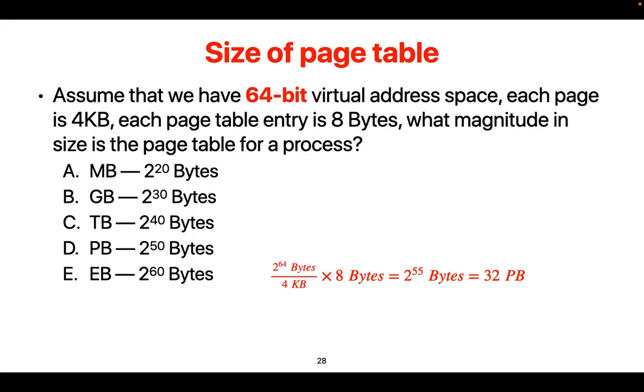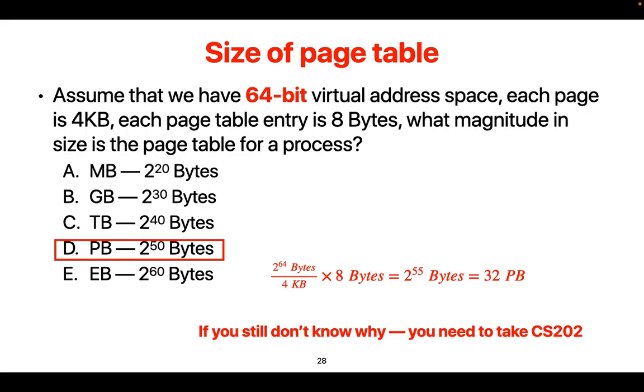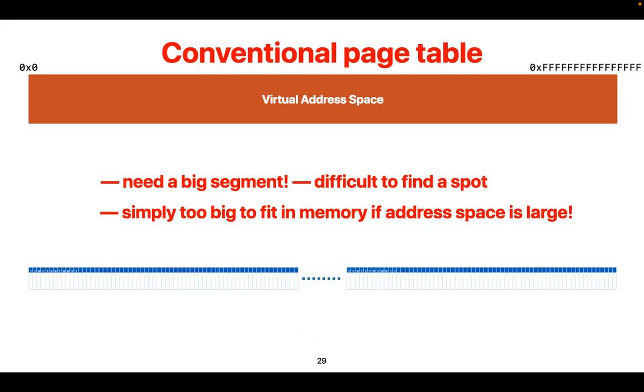And plus, this is a page table for just one process. If you have 5 processes, that's 5 times 32 petabytes. Did you see the problem? We are not going to be able to store the page table itself. So the virtual memory abstraction cannot be maintained if the page table is not there. So that's not going to work, right? And if you still don't know why, take 202.